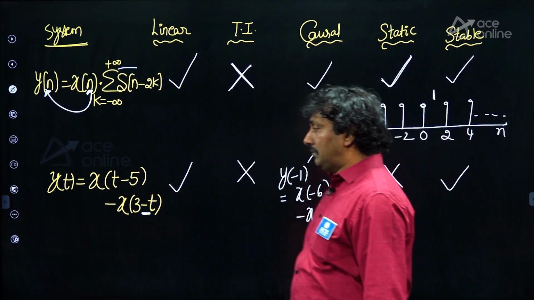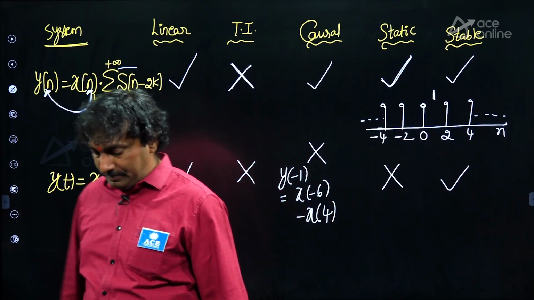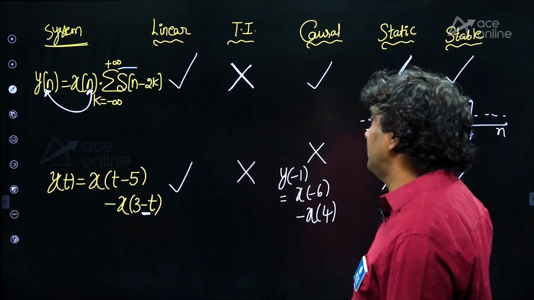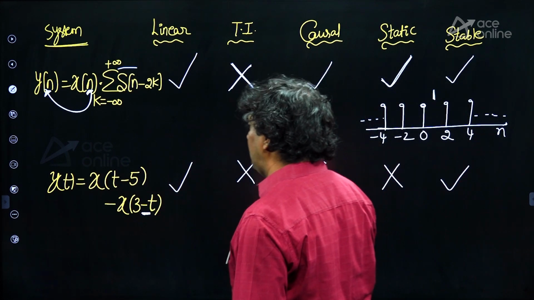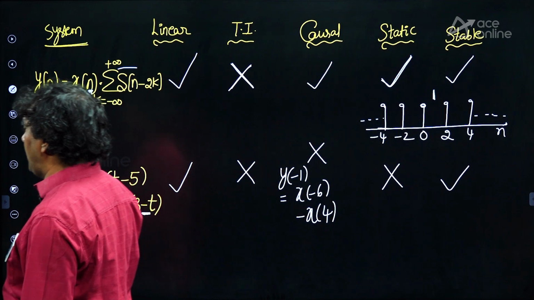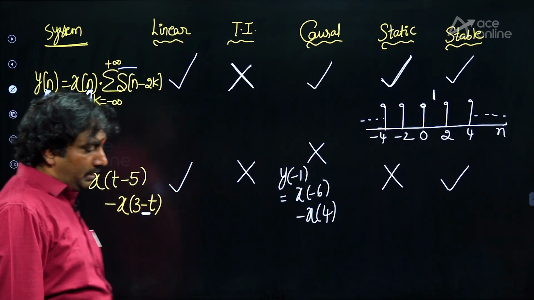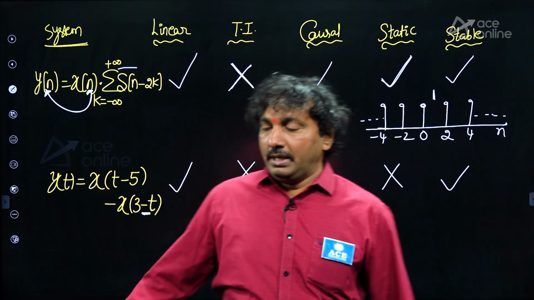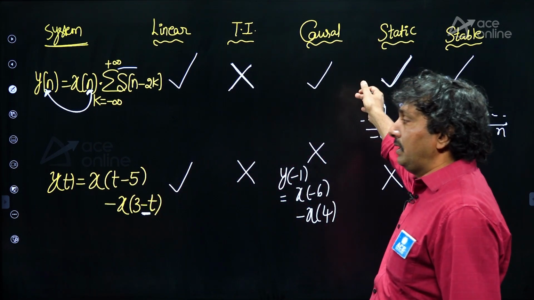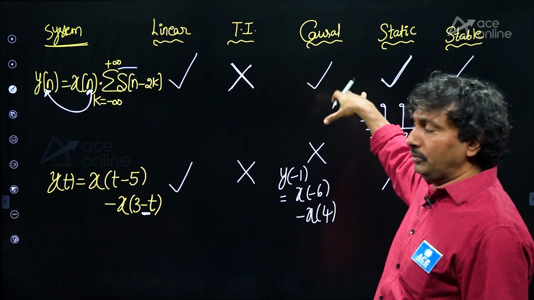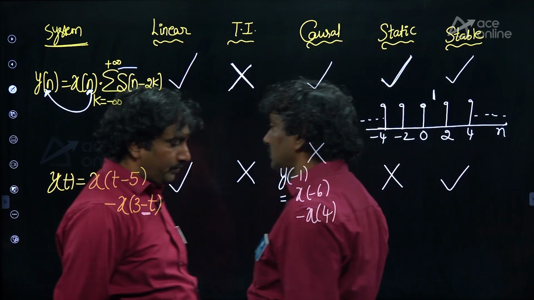100% stable, because when you shift or fold the signal, amplitude is not affected. Whenever we are shifting the signal or folding the signal, amplitude is not affected. So, with respect to the GATE paper, by giving the system, they will ask you 2 to 3 properties of the system. Be thorough.